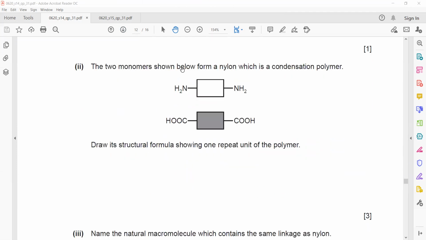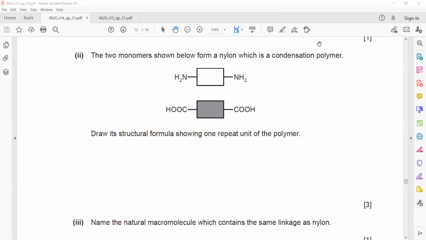Then two monomers shown below form nylon, which is a condensation polymer. Draw the structure to show one repeat unit of the polymer which is formed. What happens is that a diamine reacts with a dicarboxylic acid. On one side the carboxylic acid will lose its OH, and the amine will lose one of its H. So when we draw the structure, we have to show the amide or peptide linkage.